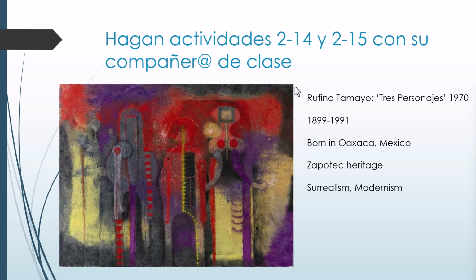Okay, so hagan actividades 2:14 y 2:15 con su compañero o compañera de clase. Do activities 2:14, 2:15 with your classmates. And I just thought you'd appreciate this pretty picture from the Mexican painter Rufino Tamayo. And this one's called Tres Personajes, was painted in 1970. It's one of his most famous works. So I'll put a link to some websites that you could see more of his paintings in the description below.